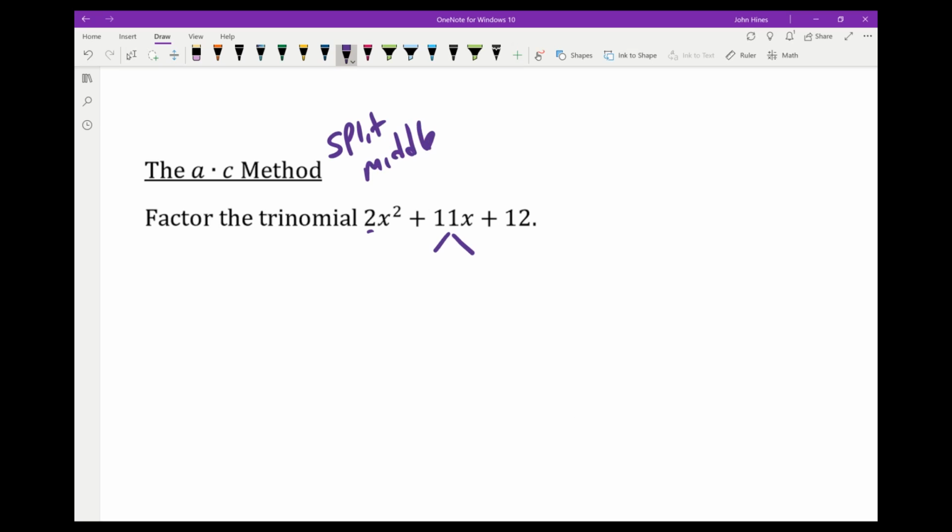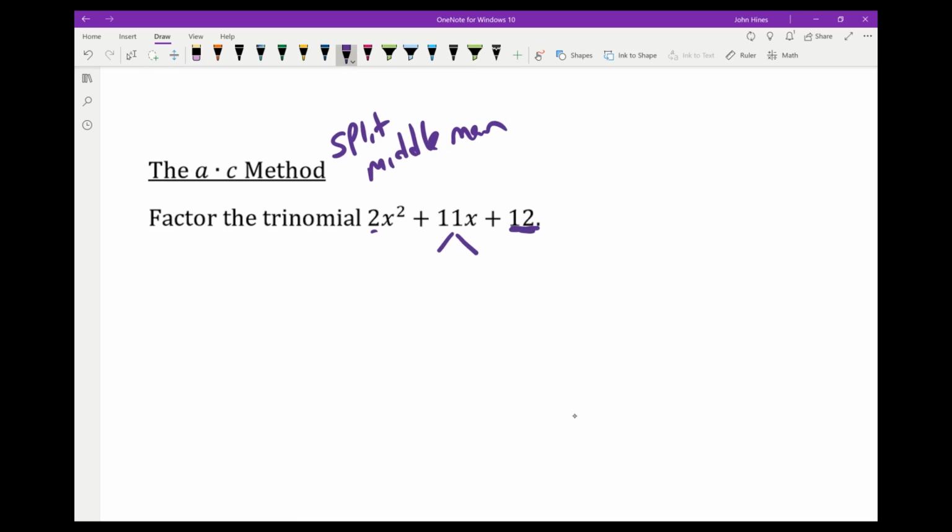We're going to split the middleman. So the way that we do that is we're not going to say what multiplies to 12. We're going to say what multiplies to 24. What multiplies to 2 times 12? What multiplies to 2 times 12 is 24, that adds to my middleman of 11.